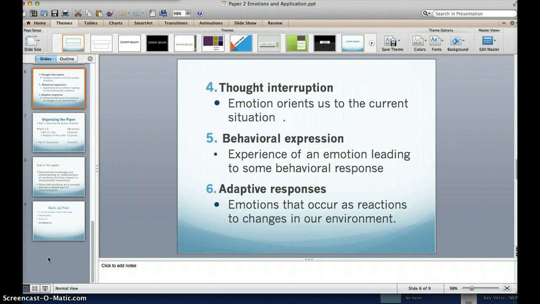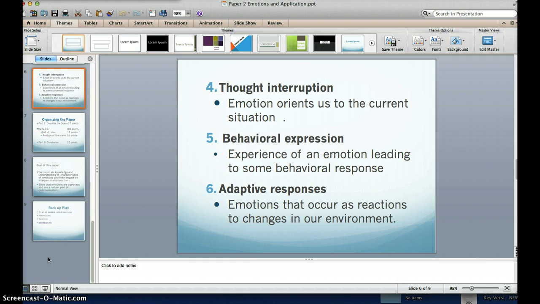The fourth characteristic is thought interruption. When we experience an emotion, it will orient us to the current situation. In other words, our current attention or thoughts are interrupted and we begin to focus on the emotion and think about something else. For example, your character in the film is feeling angry until they are given good news about something else. Their new emotion of happiness has interrupted their anger and their angry thoughts and has caused them to shift their thinking. So the new emotion of happiness has interrupted their thought process.